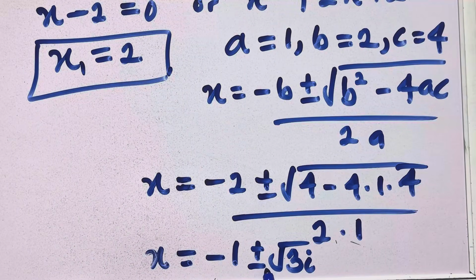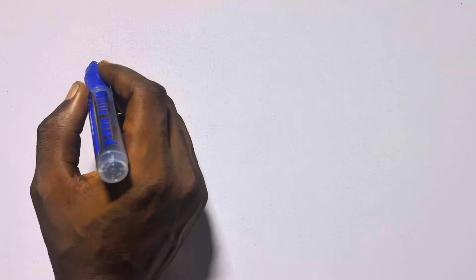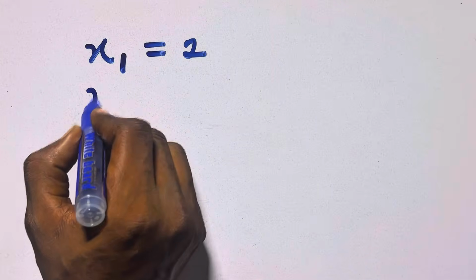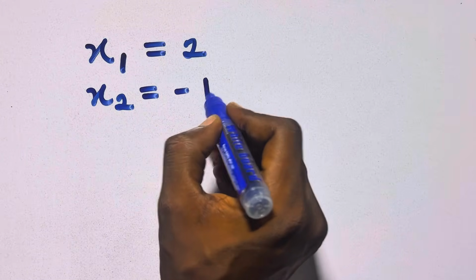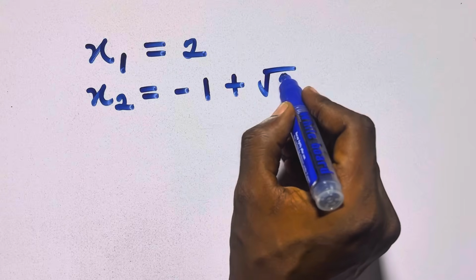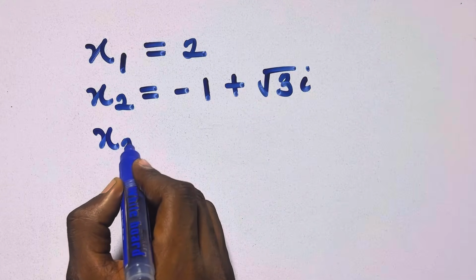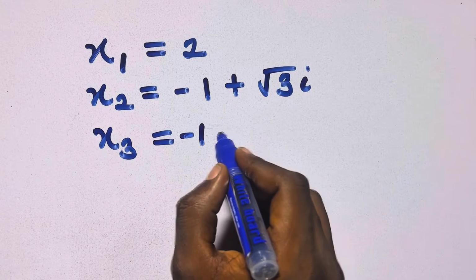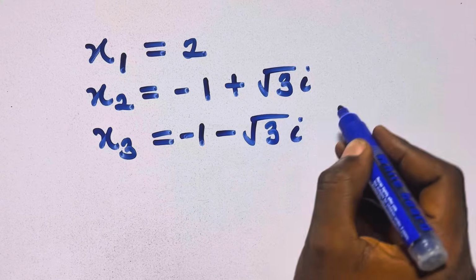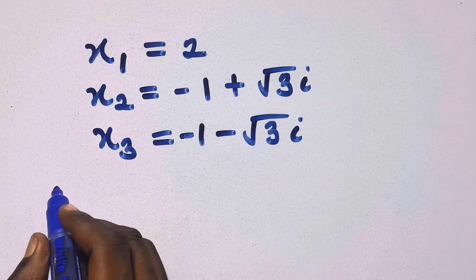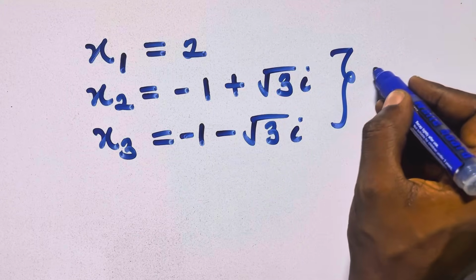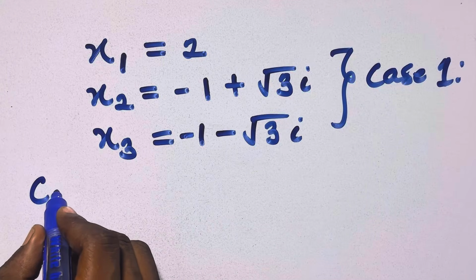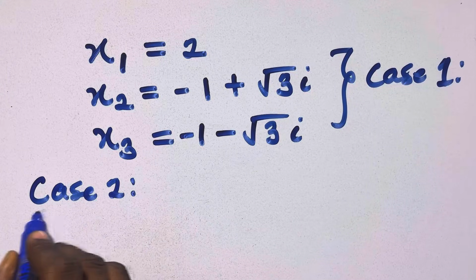So this is what we got. And don't forget we already got one solution here. So we have 2 solutions here, right? So let's move on. Don't forget what we got. So we got our x1 to be equal to 2, our x2 to be minus 1 plus square root of 3i, and our x3, sorry, minus 1 minus square root of 3i. Alright. So, however, this is for the case 1 solution. So these are the solutions we got in case 1.